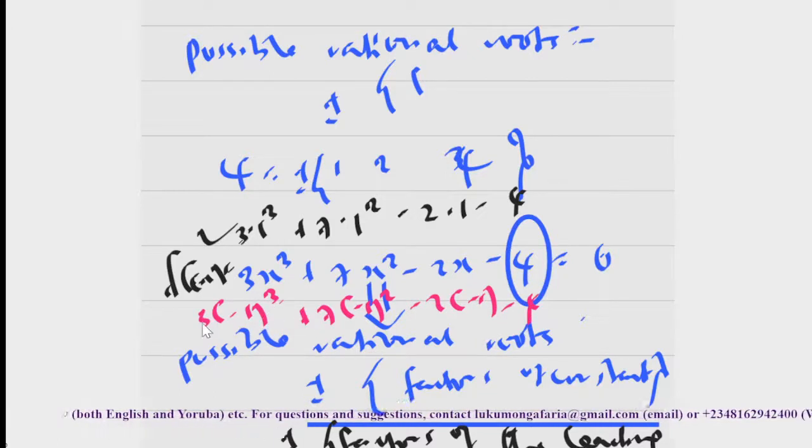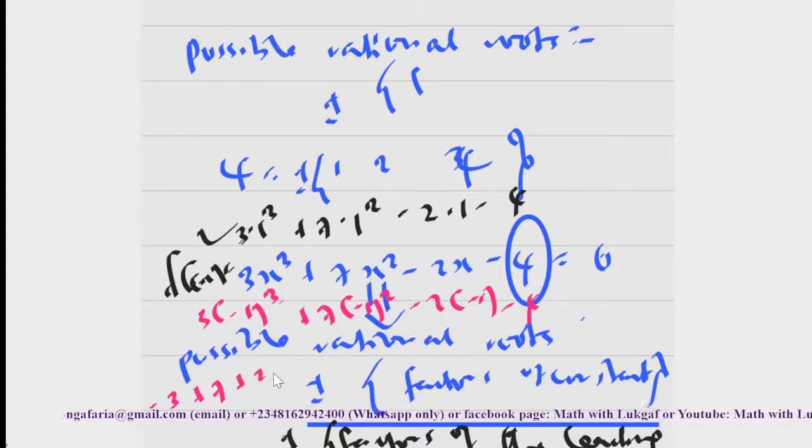Minus 1 times 3, so that is minus 3, plus 7, so plus 2, minus 4. You understand now? So this will give me 4. This is not also 0.